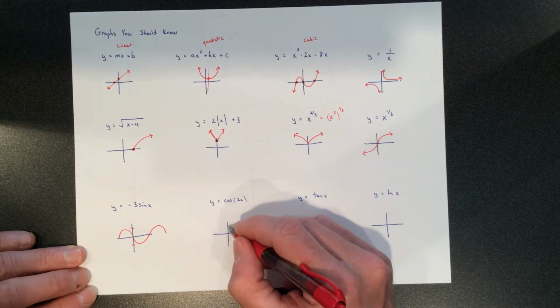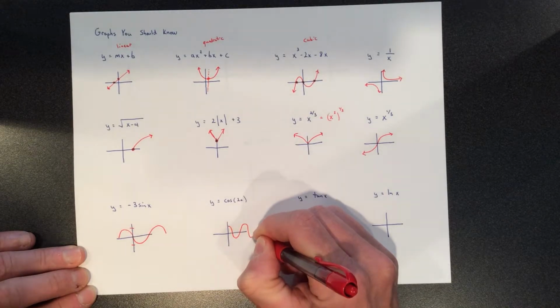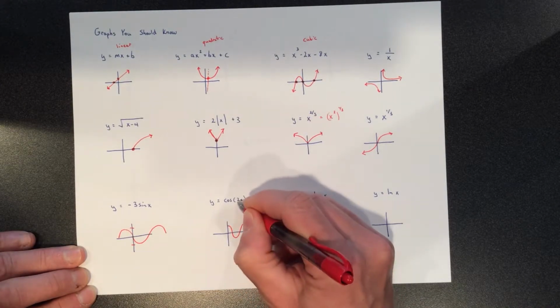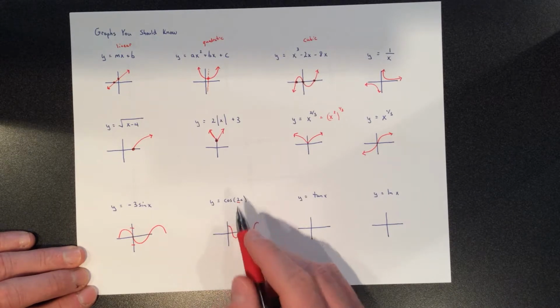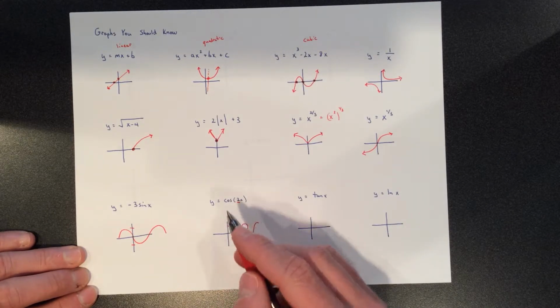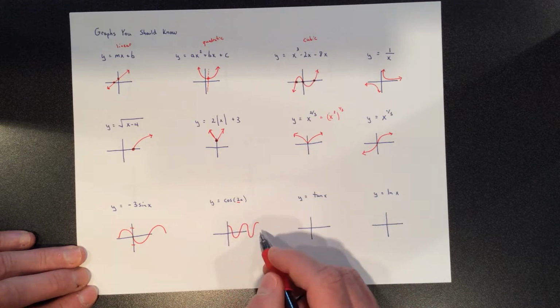Our cosine curve is going to start up here, and I'm going to draw this one a little faster than normal. That's what that 2 is going to do. It's going to decrease the period. All right, multiplying this by 2 is going to make it twice as fast. So the old period was 2 pi, and this period would only be pi.